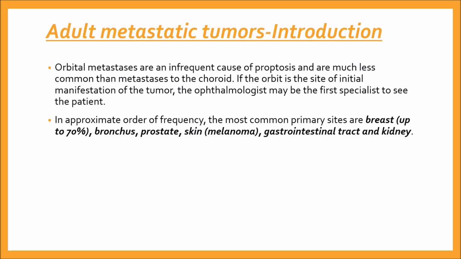If the orbit is the site of initial manifestation of the tumor, the ophthalmologist may be the first specialist to see the patient. In approximate order of frequency, the most common primary sites are breast, which is up to 70%, bronchus, prostate, skin, where melanoma is the most frequent cause, gastrointestinal tract, and then kidney.